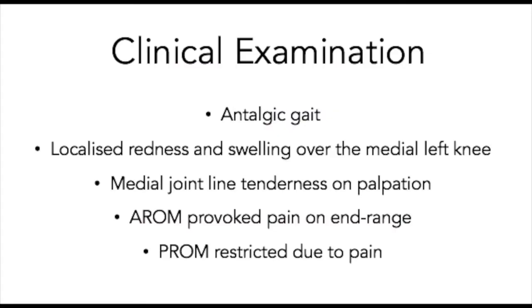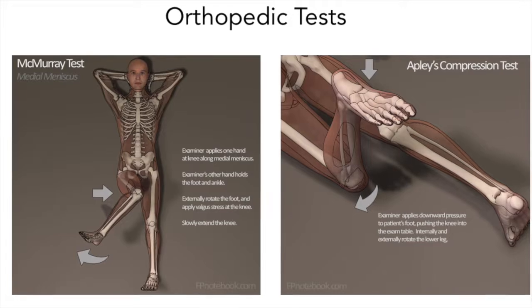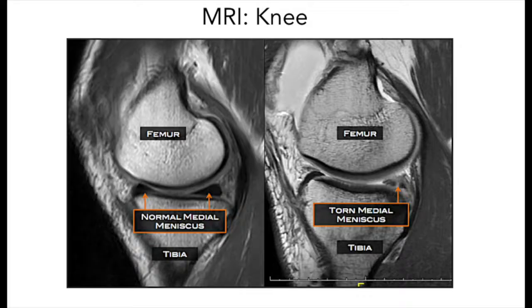The clinical examination revealed he had an antalgic gait, localized swelling over the medial left knee, and medial joint line tenderness on palpation. Active range of motion provoked pain at end range, with passive range of motion restricted due to pain. Positive orthopedic tests included McMurray, Thessaly, and Apley. This led to sending Blake for a gold standard MRI of the knee to confirm a suspected medial meniscus injury.